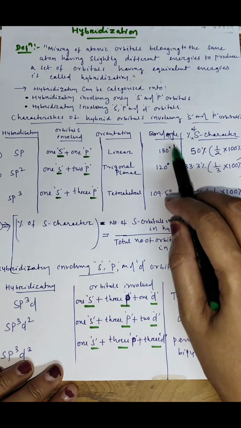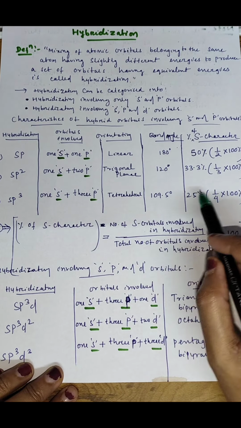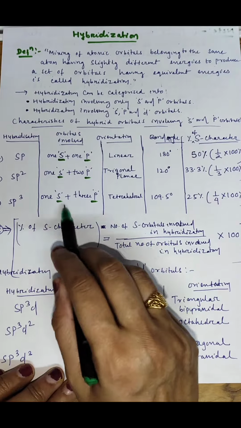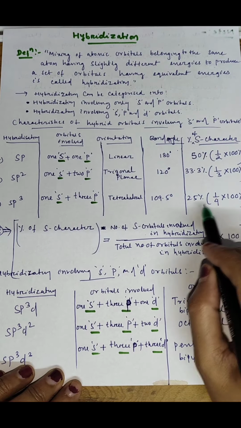Okay, the third one is sp3 hybridization, where the involved orbitals are 1 s and 3 p, and the orientation is tetrahedral, with a bond angle of 109.5 degrees. Here the percentage of s character: the involved s orbital is 1, the total number of orbitals is 4, so 1 by 4 into 100% is 25%.